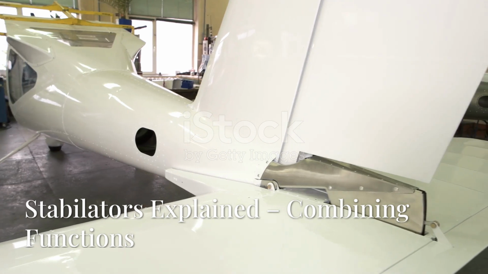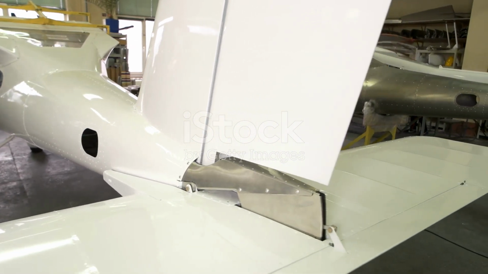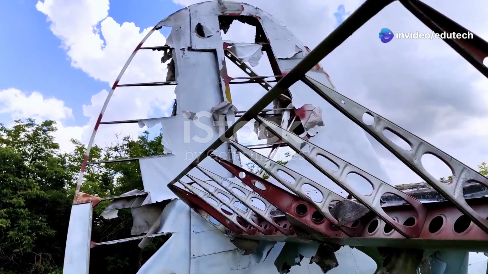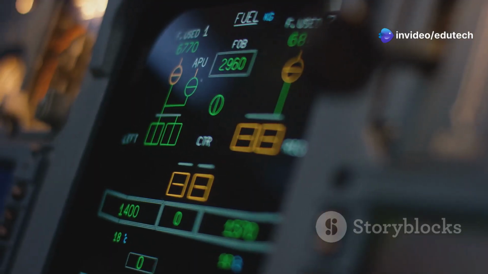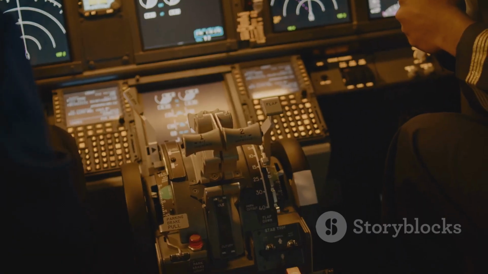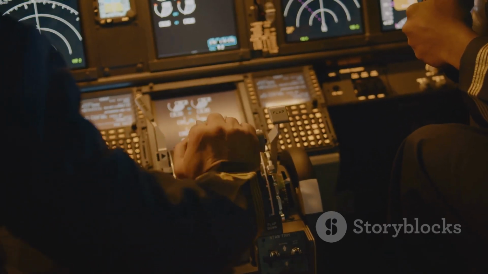A movable horizontal tail section called a stabilator is a control surface that combines the action of both the horizontal stabilizer and the elevator. Basically, a stabilator is a horizontal stabilizer that can also be rotated about the horizontal axis to affect the pitch of the aircraft.